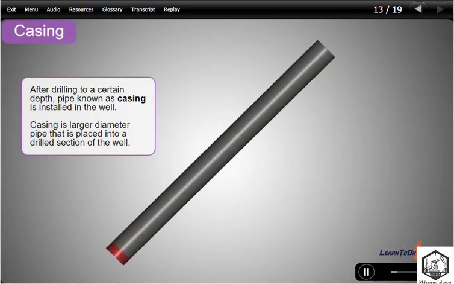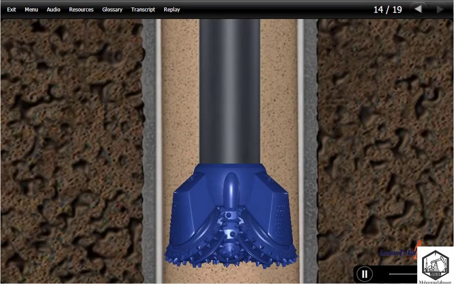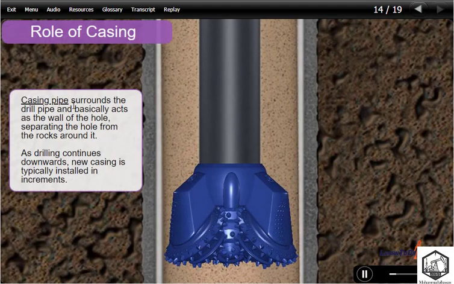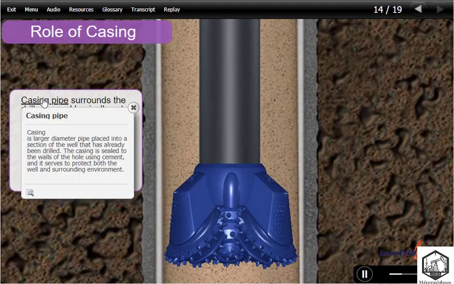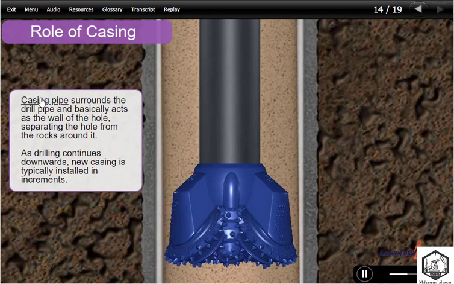After drilling to a certain depth, pipe known as casing is installed in the well. Casing is larger diameter pipe that is placed into a drilled section of the well. Casing pipe surrounds the drill pipe and basically acts as the wall of the hole, separating the hole from the rocks around it. As drilling continues downwards, new casing is typically installed in increments.